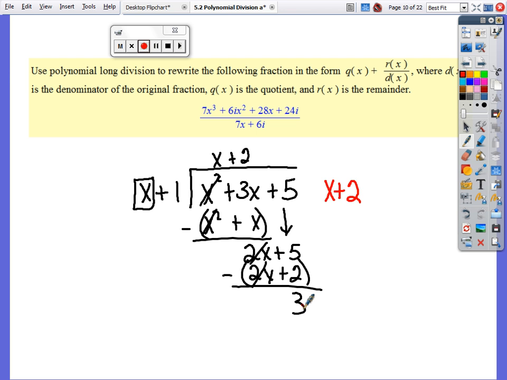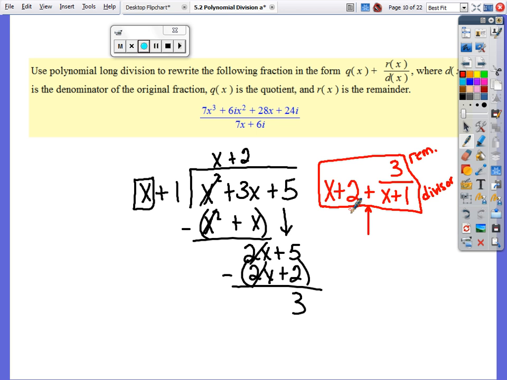My remainder is 3. So you're going to add in the remainder over what you divided by, which was x plus 1. So notice what we have is we have quotient, and then we're going to add in the remainder over the divisor. Right? And that's how we'd end up putting our answer for that problem right there. x plus 2 plus, and there's a part. So it's a whole plus a part equals that.